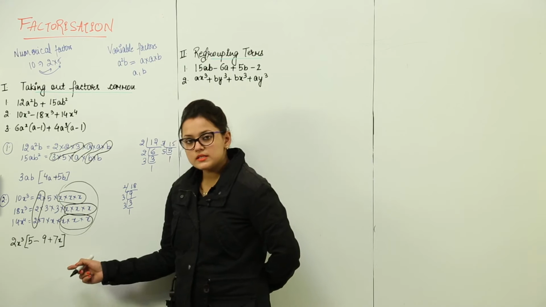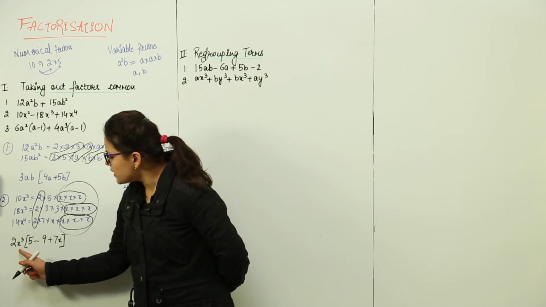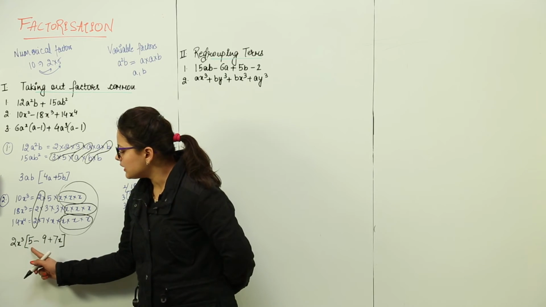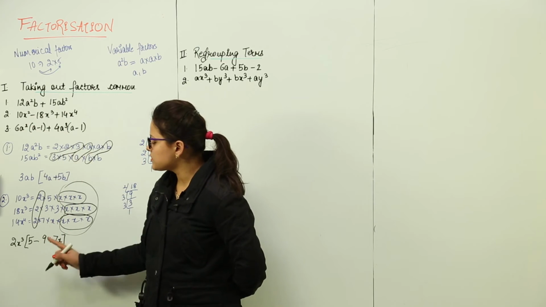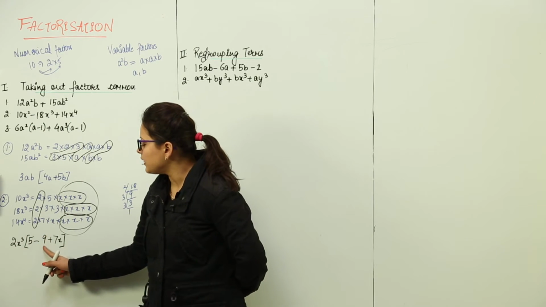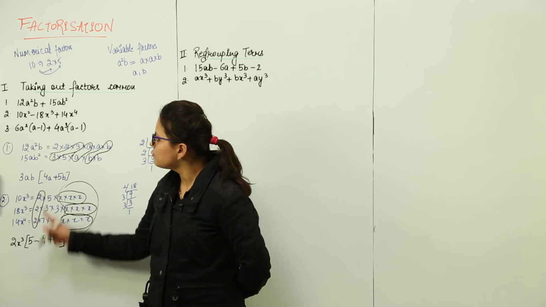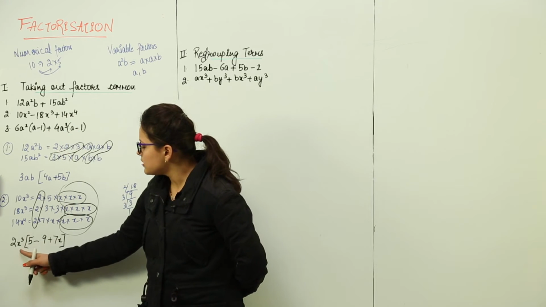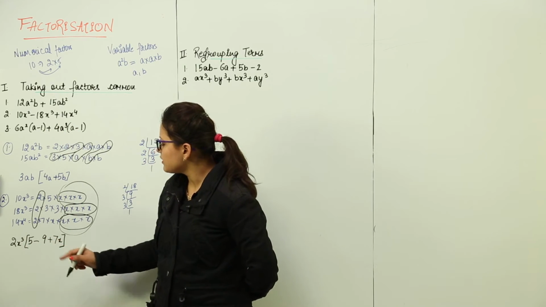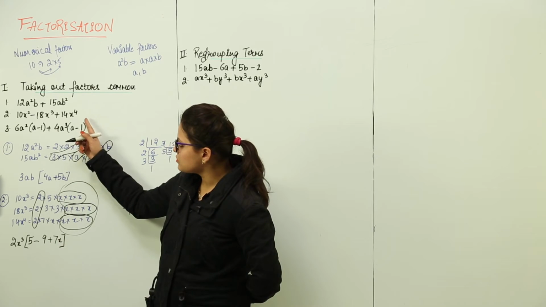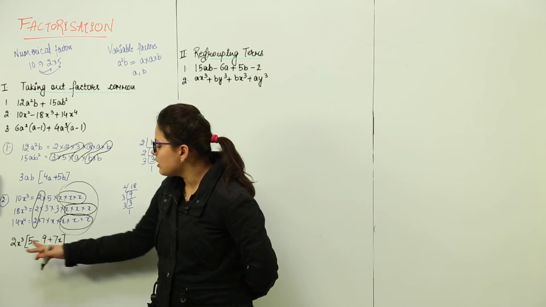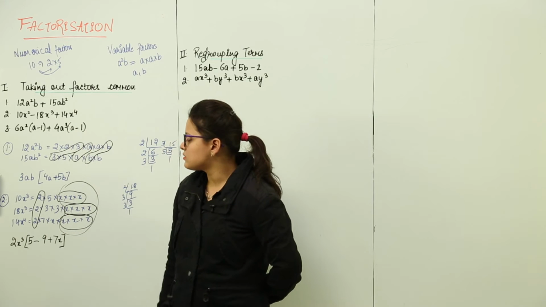Let us check our answer if it is correct or not. 2x cube into 5 is how much? 10x cube. The first term is correct. 2x cube into 9 is 18x cube, which is also correct. And what is 2x cube into 7x? It is 2 into 7, which is 14, so 14x raised to 4. This is also correct.